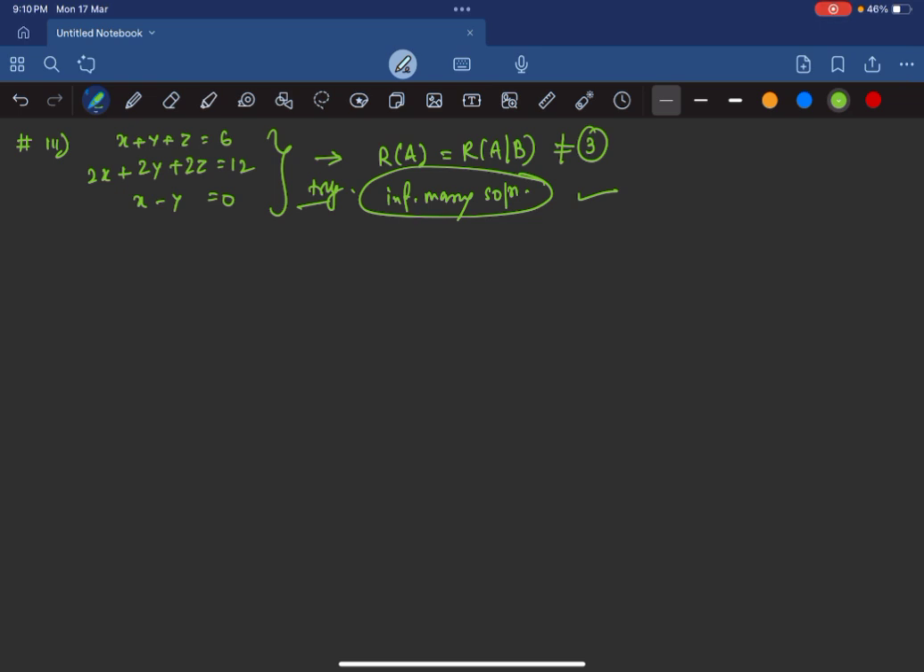Now see, you can understand the analogy from here. In 2D, suppose you have two equations like this. This is the intersecting point. So it is the case for unique solution. Now suppose these are the two lines you are having. They will never intersect. So this is the case for no solution.